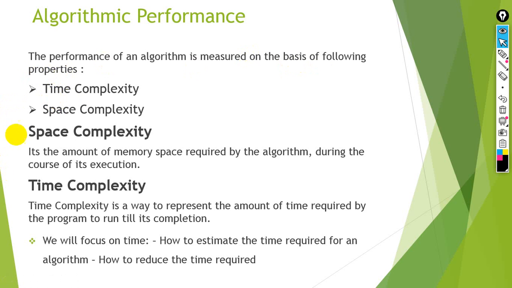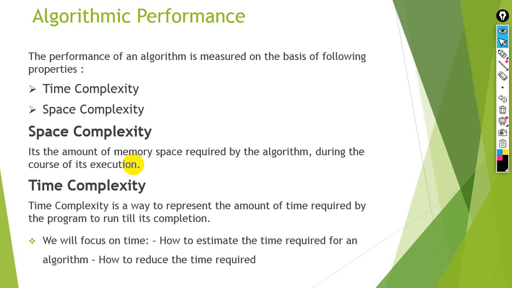First of all, let me explain space complexity and time complexity. Space complexity is the amount of memory space required by an algorithm during the course of its execution. When we have a program and we want to execute it, the space that it requires for its execution is taken in the memory. This space that the algorithm takes for its execution is called space complexity.